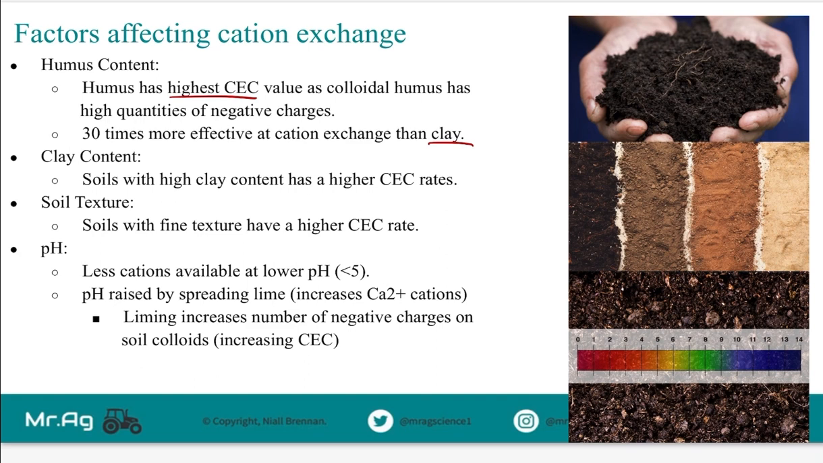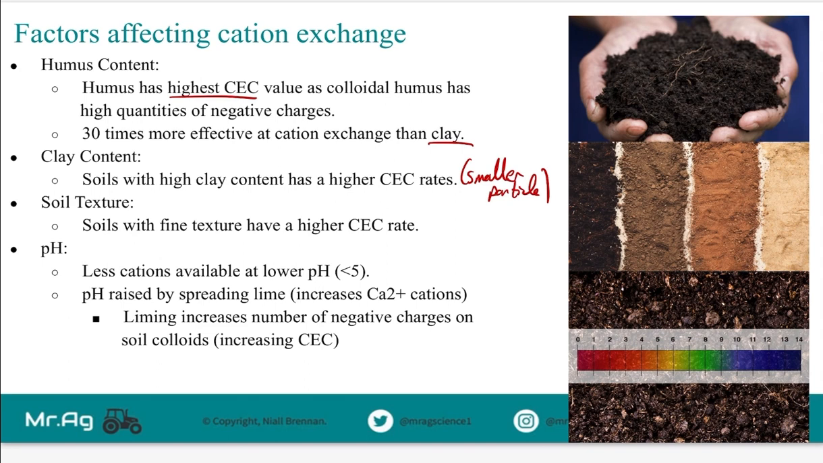Clay content. Soils that have a high clay content are naturally going to have a higher cation exchange capacity due to being a smaller soil particle. Our soil texture, so soils with finer texture are going to have a higher rate of cation exchange, again because of the clay content.